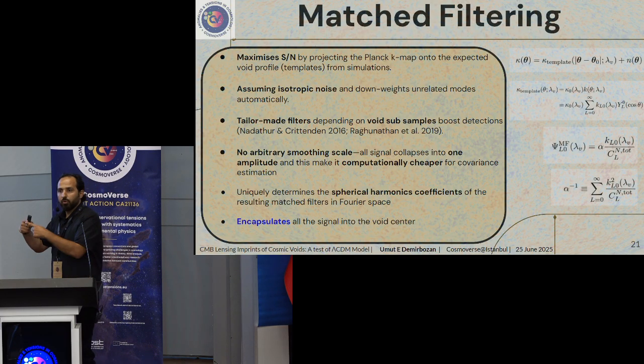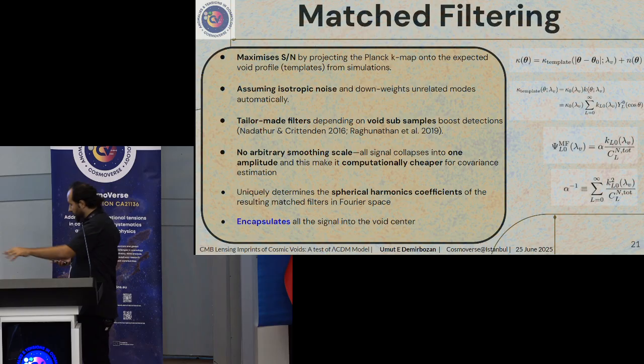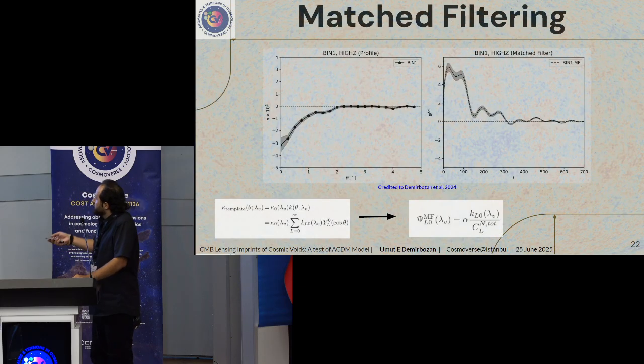You just need to stack void centers. Finally, after filtering for each void bin, you have a matched-filtered Planck CMB lensing map, then you go to the corresponding voids in this data, and then you stack the centers. So this encapsulates all the signal into the void center. It's very important because I will show the results.